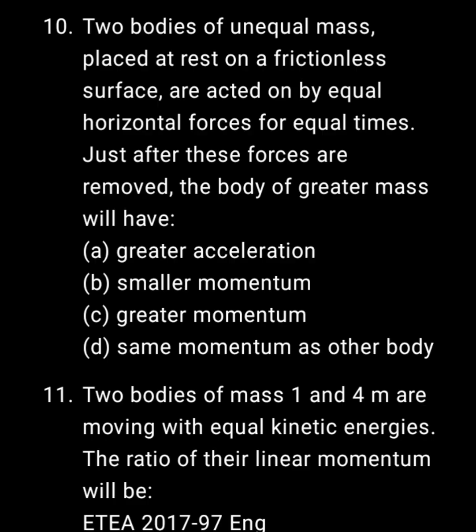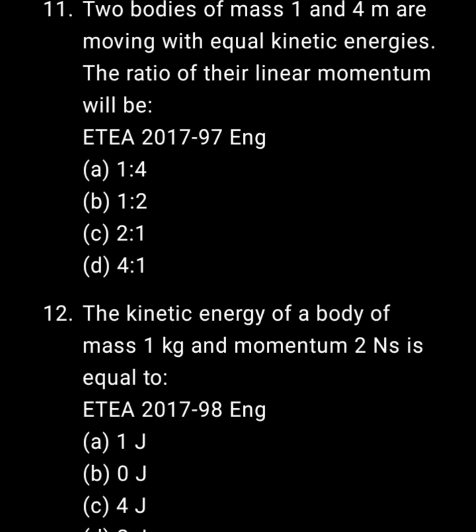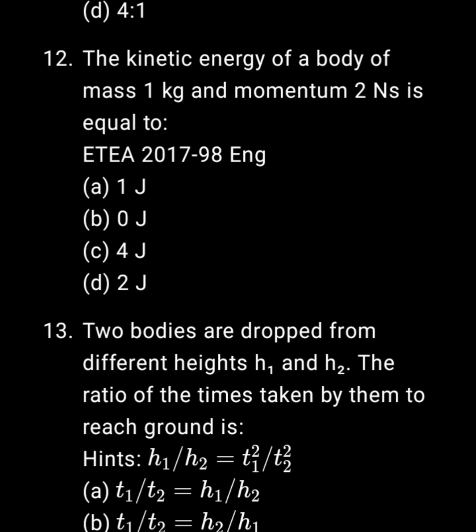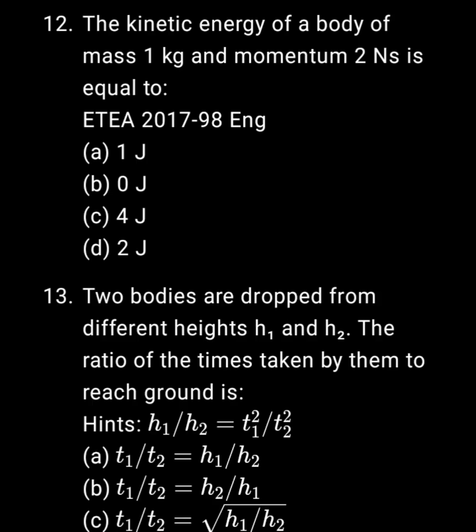11. Two bodies of mass m and 4m are moving with equal kinetic energies. The ratio of their linear momentum will be ETA 2017-97 Eng. A. 1:4. B. 1:2. C. 2:1. D. 4:1. 12. The kinetic energy of a body of mass 1 kg and momentum 2 Ns is equal to ETA 2017-98 Eng. A. 1 J. B. 0 J. C. 4 J. D. 2 J.